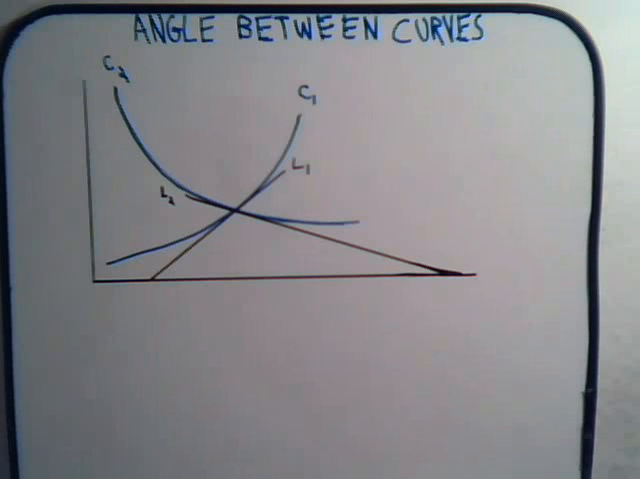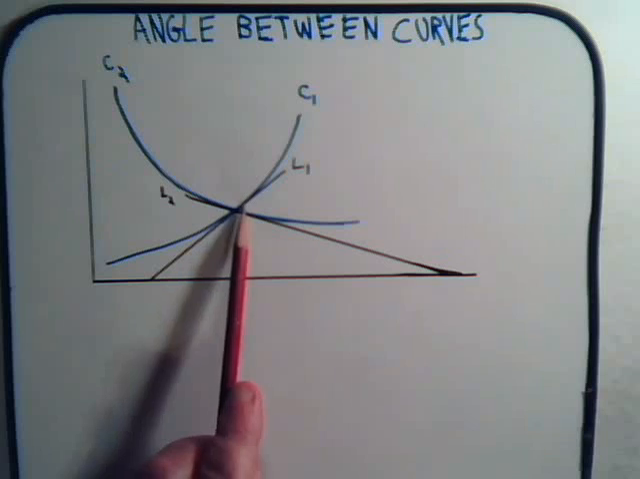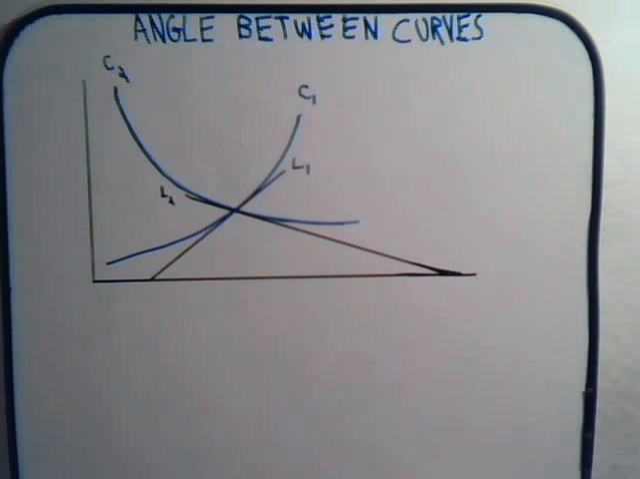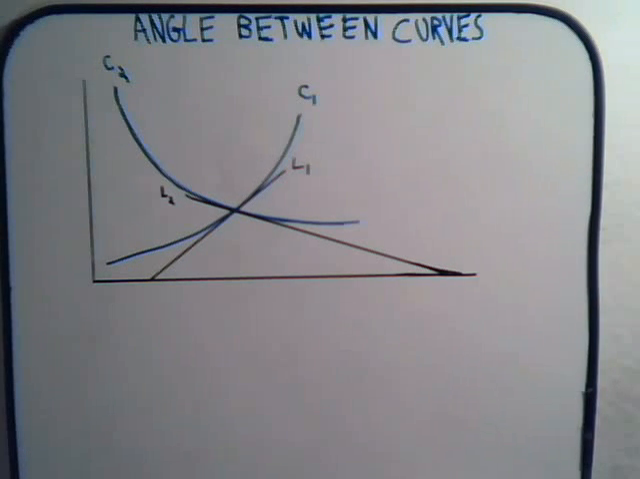Okay, in this video, we're going to derive a formula that will tell us what the angle is between two intersecting curves, providing that we know what the slope of those curves are at the point of intersection.